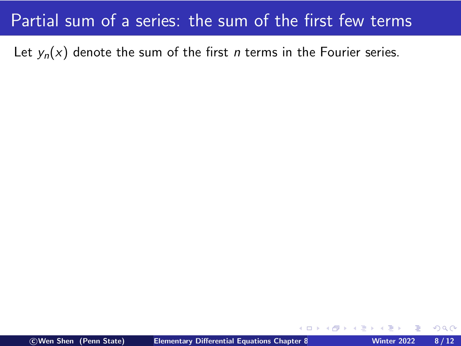Okay, now we introduce the concept called the partial sum of a series. The partial sum means we don't take the whole series, we take the sum of the first few terms. Depending on how many terms you take, we can denote the partial sum to be yn, where this number n here will be the number of terms, the first n terms in the Fourier series that we take.